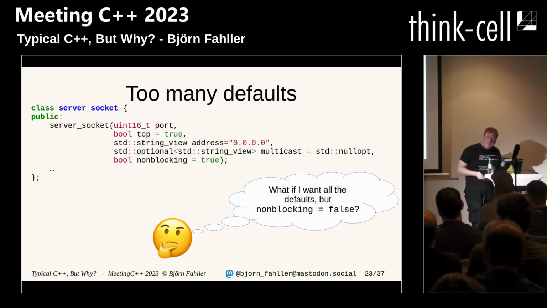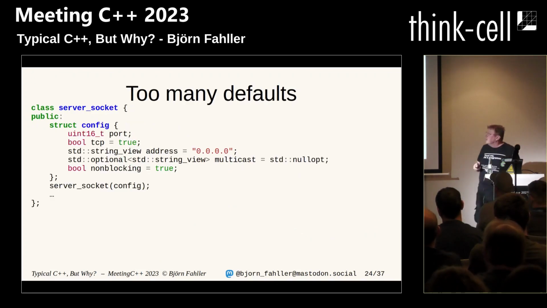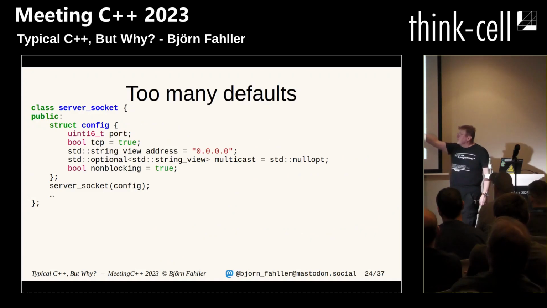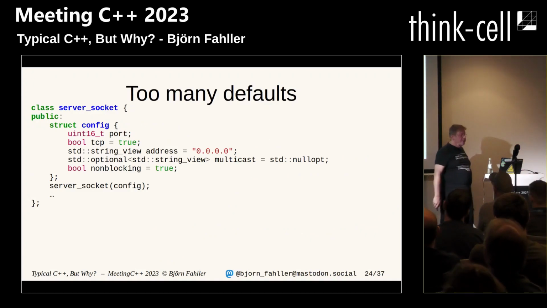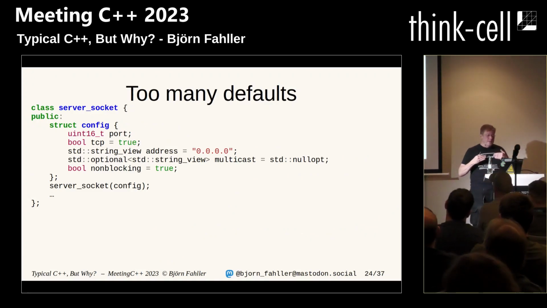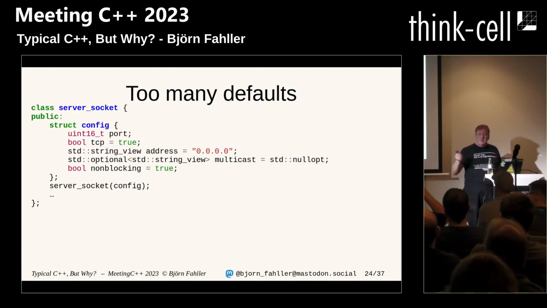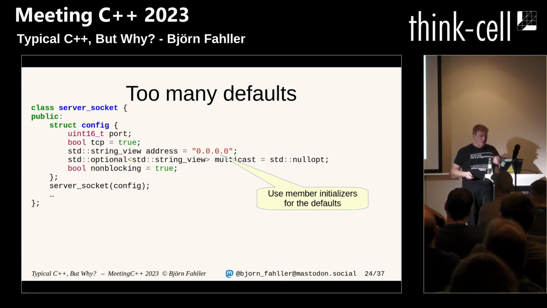So what can we do? Well, we can do something quite simple. We create a configuration struct internally here, and we use the initializers of the members to get our defaults. Which means that if you just construct a config, you get all the default values. And then you can modify them to make deviations from the defaults.